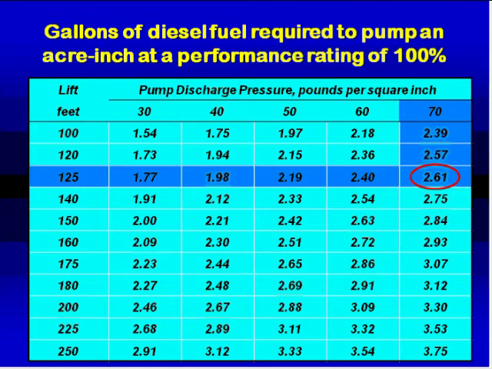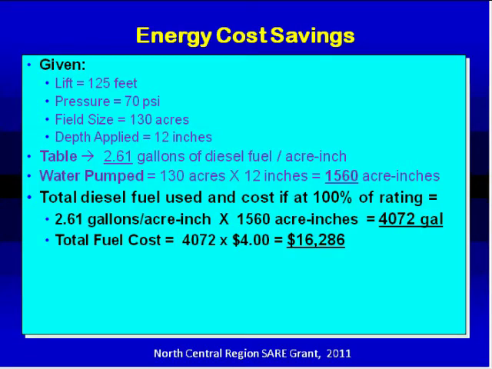But we're going to use the table today, and if we have that irrigation system at 70 psi, we're going to go horizontal in the 125 feet of lift row over to the column that's under 70 psi, and we see the number here of 2.61 gallons of diesel fuel per acre inch. So if we do some of the math, then we have to determine how many inches of water are pumped each time.